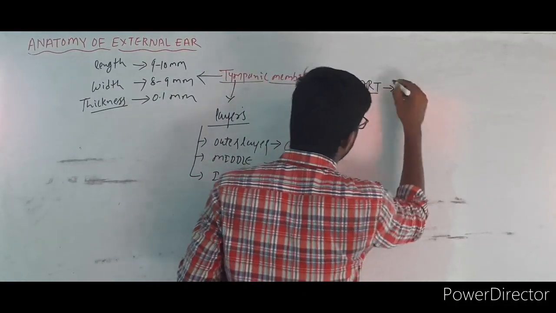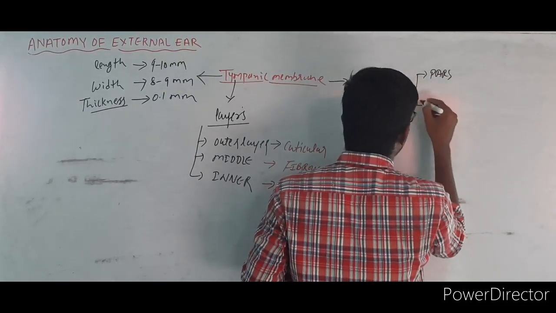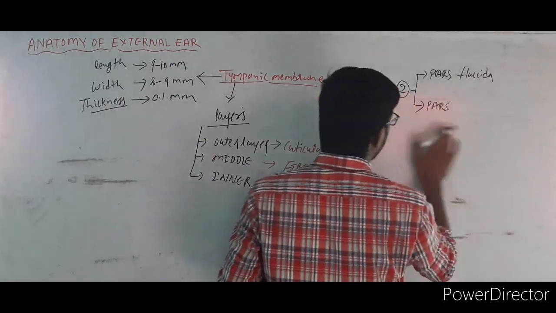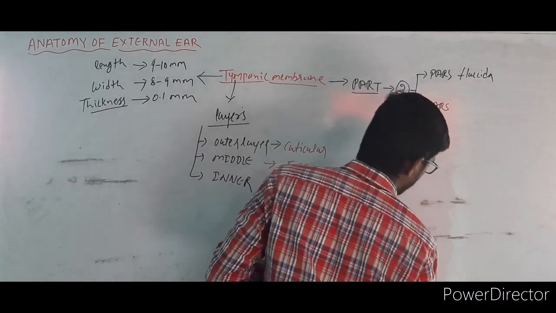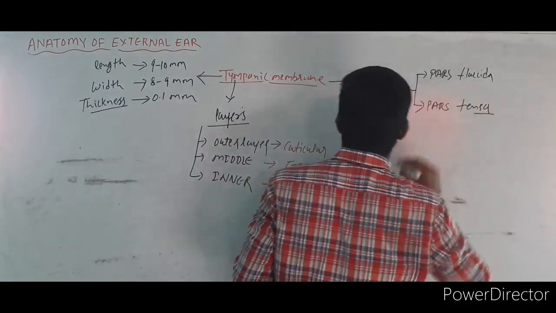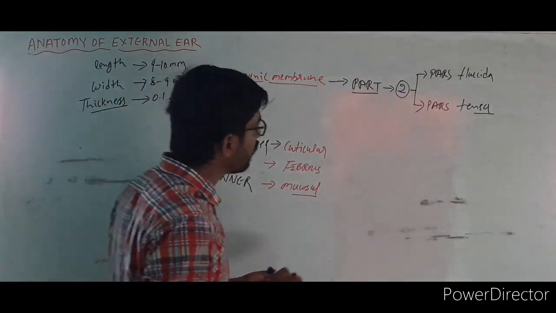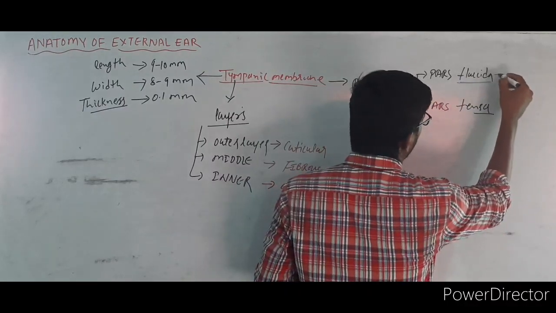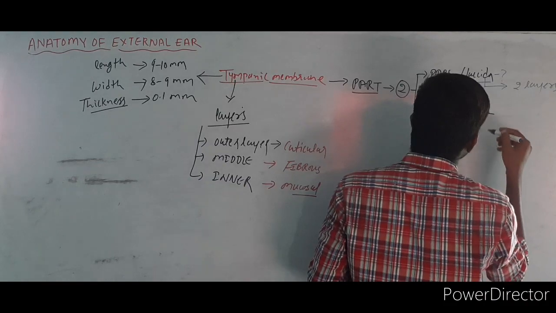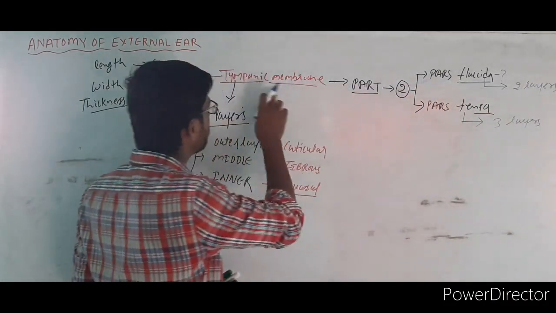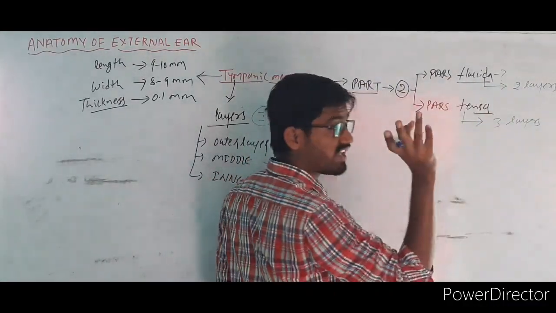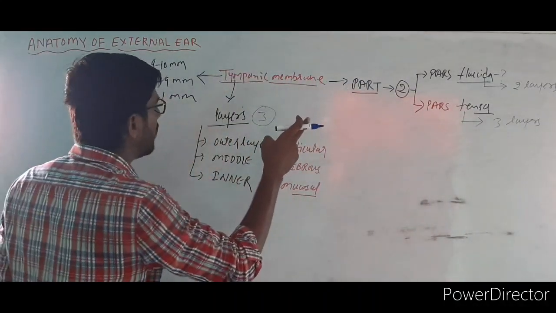Now, parts of the tympanic membrane. It has two parts: pars flaccida and the second one, pars tensa. Why is it called pars flaccida? Because it consists of two layers only, and the pars tensa consists of three layers. I told you the tympanic membrane has three layers, but the pars flaccida is the uppermost part and contains only two layers, and the pars tensa has three layers. So these are the two parts, three layers.